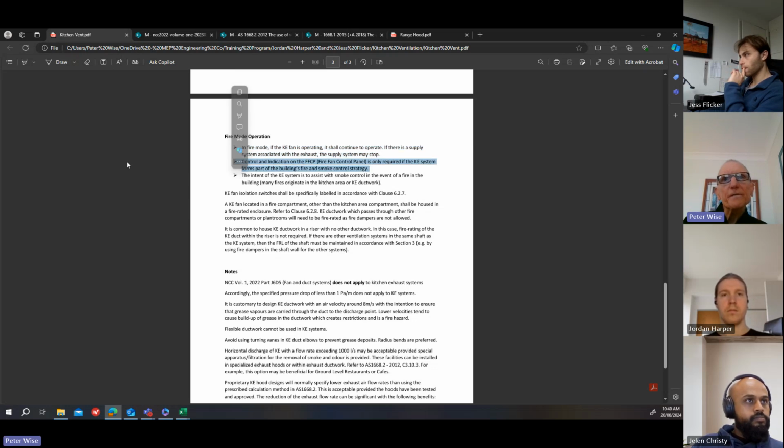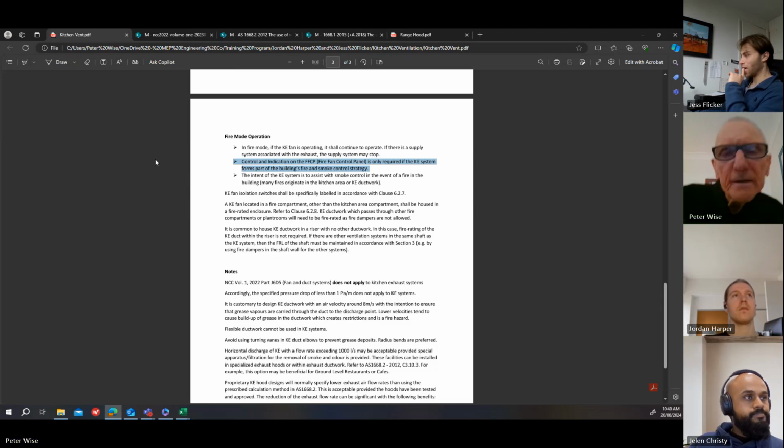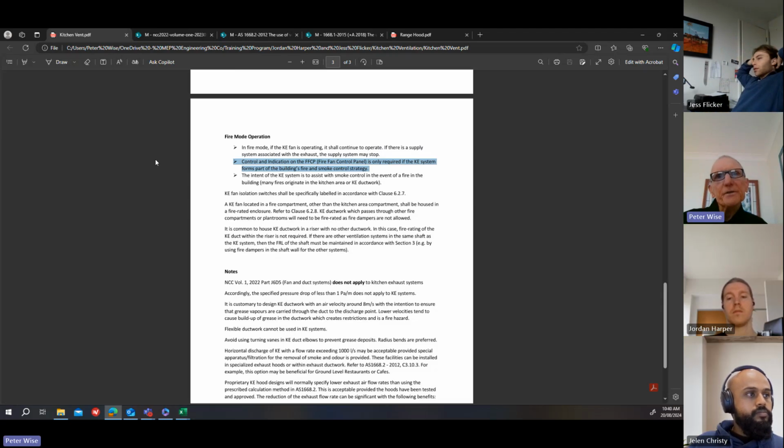Control and indication on the fire fan control panel is only required if the kitchen exhaust system forms part of the building's fire and smoke control strategy. Now, this might not mean much to you, but the fire fan control panel would normally be located next to the main building fire indication panel. So the fire contractor puts in what's called an FIP, or fire indicator panel. When you go into a building, you see a panel there with all these switches and fire alarm indication lights.